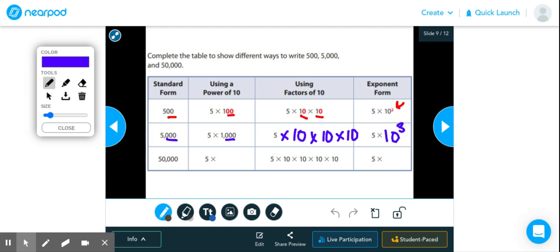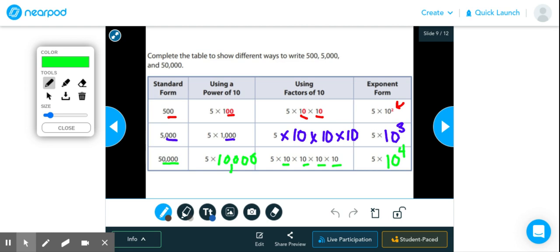And again, taking a look at the final one, let me just change colors to green here. You can see that we have 4 zeros. So in your notebook, you should have written down 5 times something with 4 zeros. So 1, 2, 3, 4. We were looking for 10,000 there. You can see that pattern continued. 1, 2, 3, 4 tens being multiplied by the 5. So the exponent form that you should have used was 5 times 10 to the 4th power.